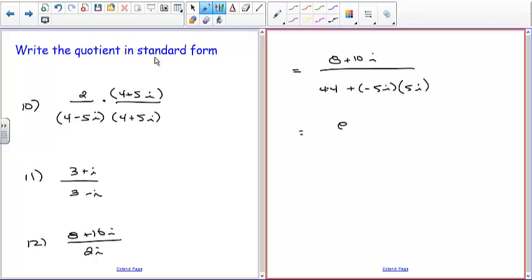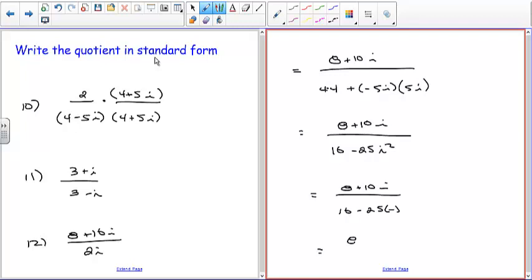So we're going to have 8 plus 10i. 4 times 4 is 16. Here we get negative 25i squared. So negative 5 times positive 5 is negative 25. I times I is i squared. Now, i squared is negative 1. So we'll get the numerator 8i plus 8 plus 10i. And then 16 plus 25 is 41.